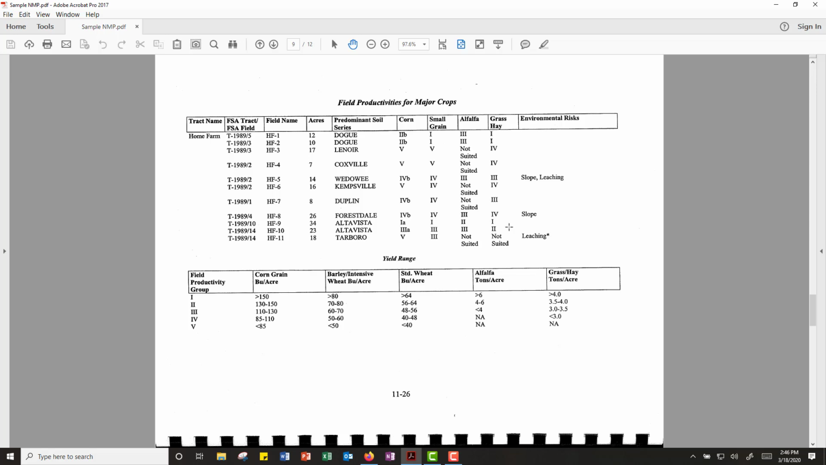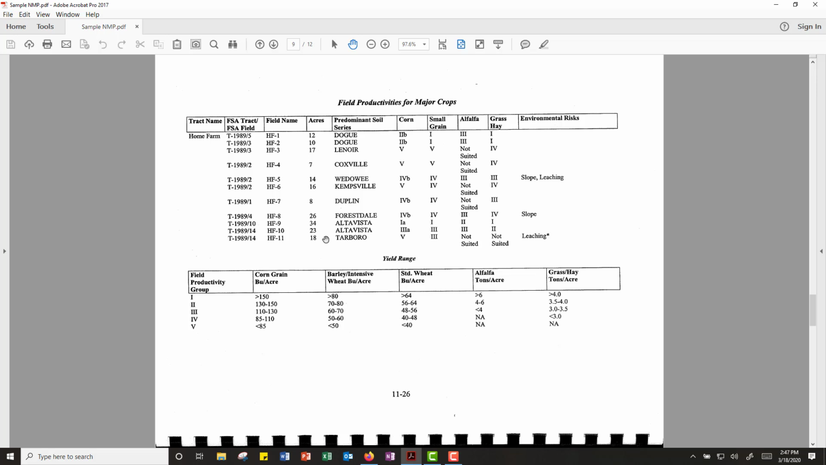Now we're into the cropping information, and just stay with me and plug through this because it looks a little complicated. It looks like it's written in a foreign language, but you can do it. So looking up at the top, we've got all of the fields. HF-1, I'm going to guess that's like home farm 1, 2, 3, and so on. Those fields are of varying size, everything from a 7-acre field up to a 34-acre field.